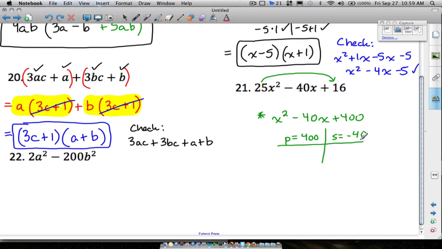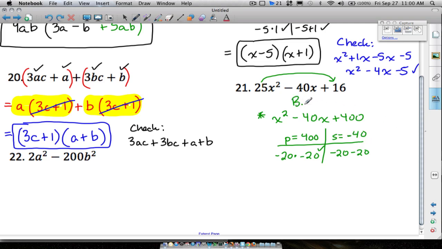Now, you might sit there and hunt around for a little while trying to find these two numbers, but 20 times 20 is 400, and 20 plus 20 gives us 40. However, let's make sure we use two negative 20s. Negative 20 times negative 20 does give us the positive 400. And the reason I use those two negative 20s is because minus 20 minus 20 gives us the minus 40. Be careful with those signs.